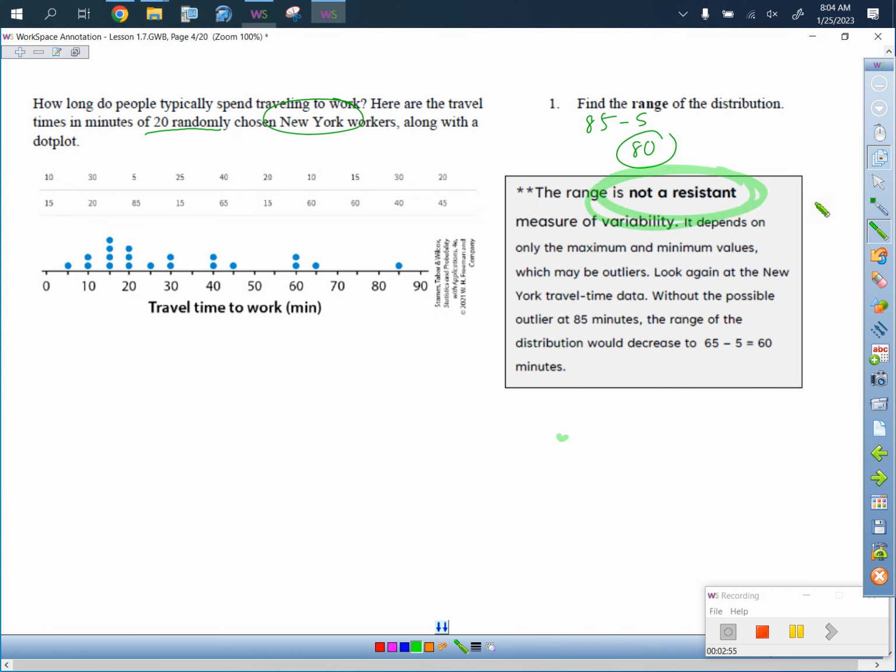Maybe if you want to, I tried to put key things shaded in on your notes, like in the box. So the range is not resistant. Remember, resistant means if you had some extreme values, some outliers, that's going to change the value. If that 85 went away, then the range would drastically change. The next high is 65, minus 5. So that would drastically change it. That's why the range is not resistant, because it depends on the two outside values. If one of those changes, that's going to be really wild.